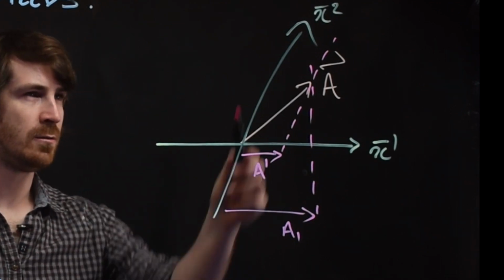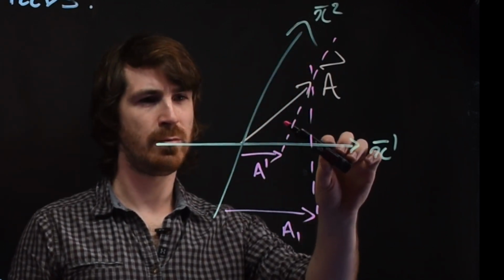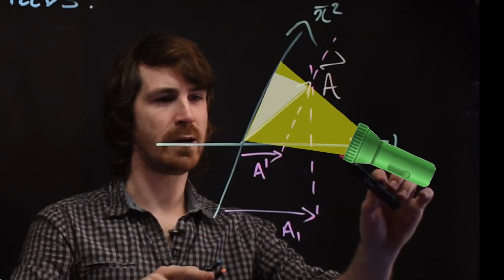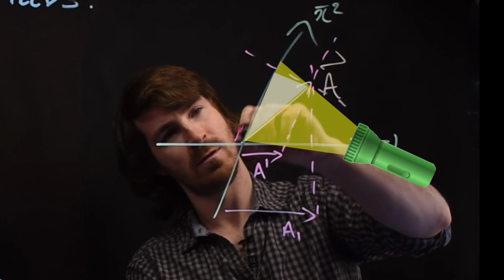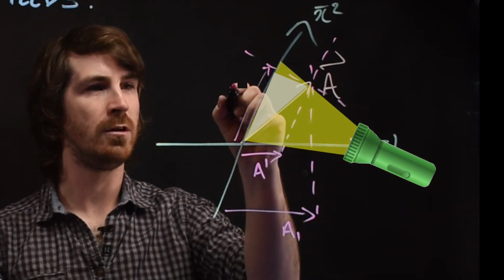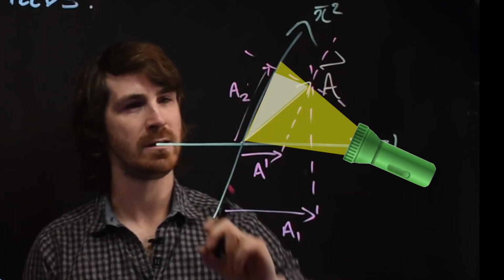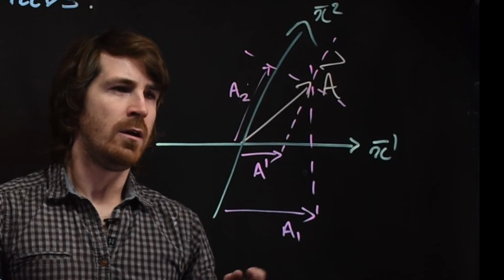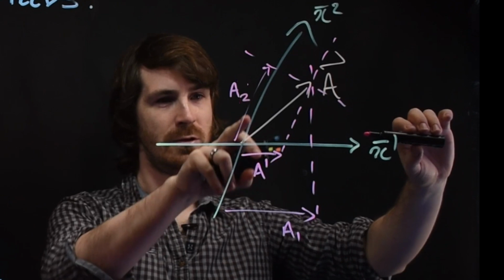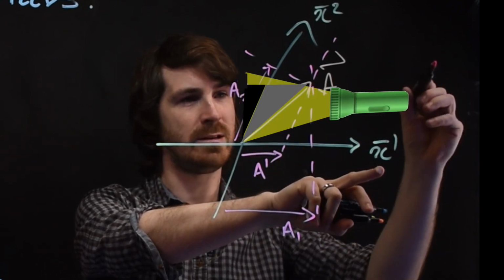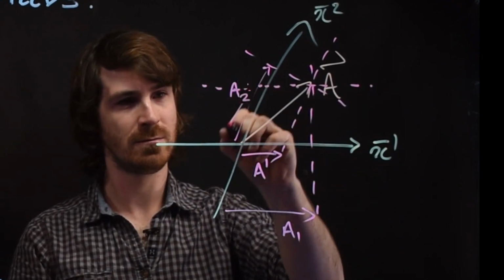The same thing happens with the component in the other axis. If we shine our torch perpendicular to the x2 bar axis, then we get a length of a shadow that we call A subscript 2. So it's a component in the second coordinate. Or if we shine a torch parallel to the opposite axis, then we get a different component, and that's this A superscript 2.